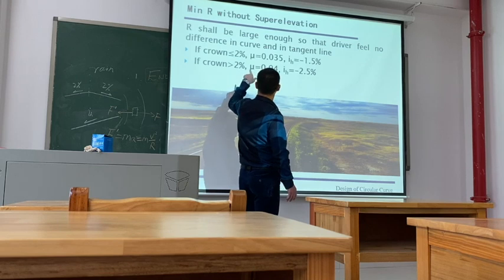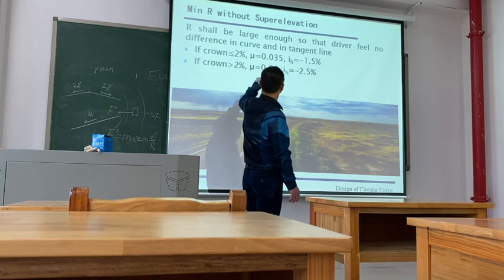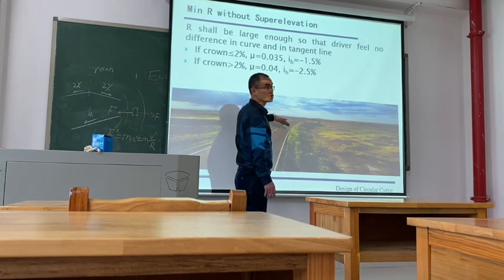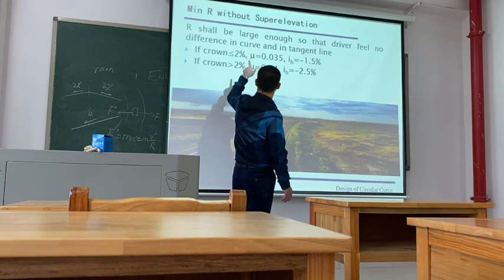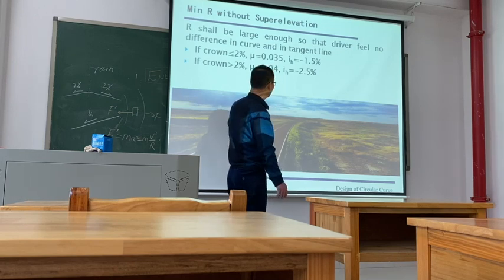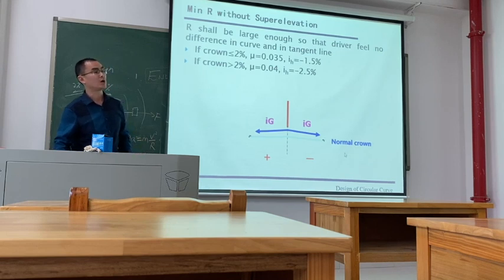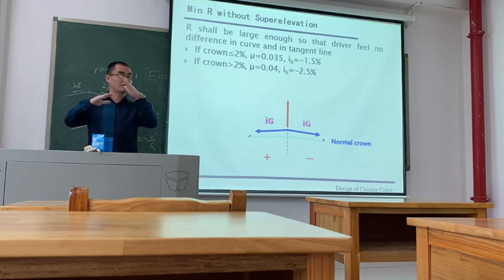If the radius is less than the radius without superelevation, we must set a superelevation. If R is greater than R without superelevation, the superelevation is not necessary. We can use this slope, two-way, with a normal curve, two-way, not one way.